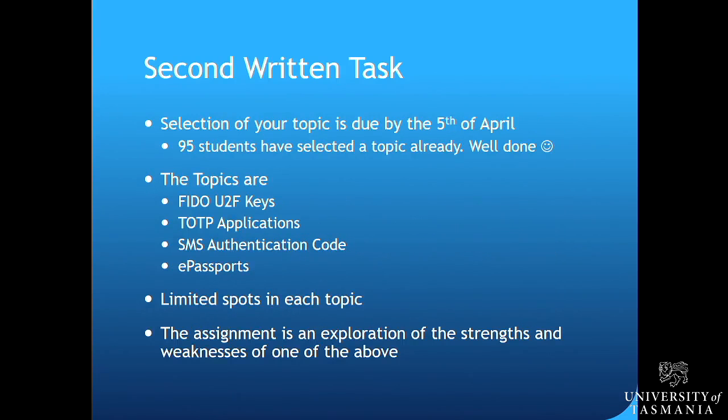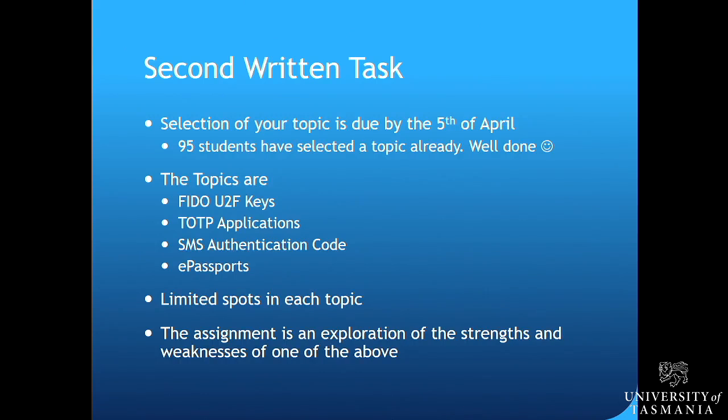So our second written task, we don't get to choose any old thing. We actually have 4 set topics, and we've got to choose those by the 5th of April. Now, at this point, 95 students have selected a topic, so good job to you guys.